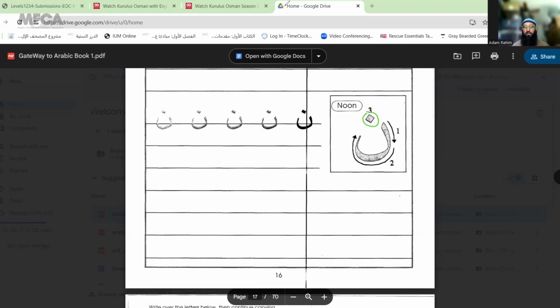So this letter has 3 steps in its writing, the third one being the placement of the dot, right? The first 2 steps are, like I said, just like writing a bowl. Make sure you're going under the line, and this has a single dot on top. And the name of this letter is Noon. Noon. Brother Hussein, can you say that, please?